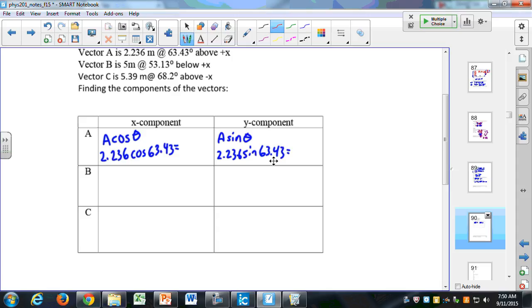Zach, do you have A? Okay, the x component is 1. Do you have the y component? 2, right? Do I have B? Anybody else have B? Okay, very good. 3, -4. We'll come back to why that is. C, anybody?